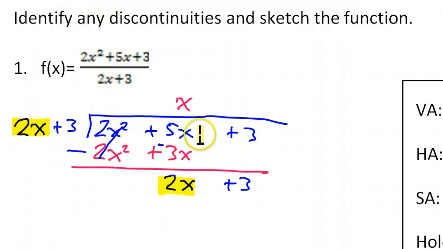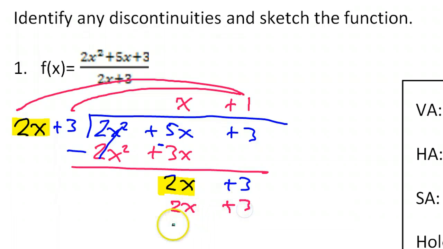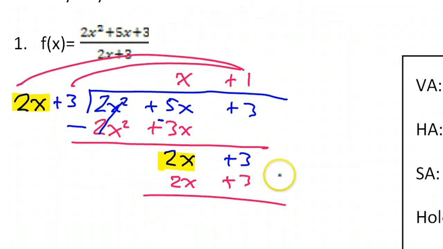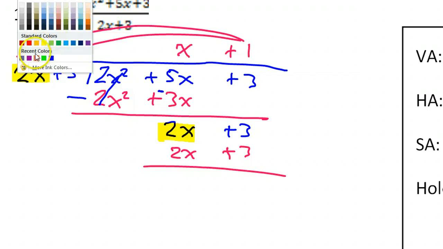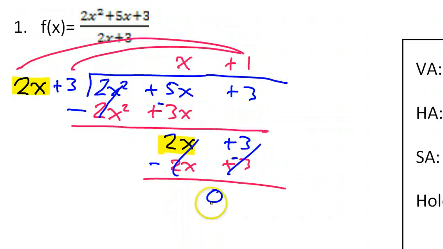Okay, so 2x times what is 2x? Obviously that's 1. Alright, put it in the proper column. And then you distribute. 1 times 2x is 2x. 1 times 3 is 3. Okay, when you go to change the signs in order to subtract, what you find out is everything cancels out. The remainder is 0. Okay, remainder 0.